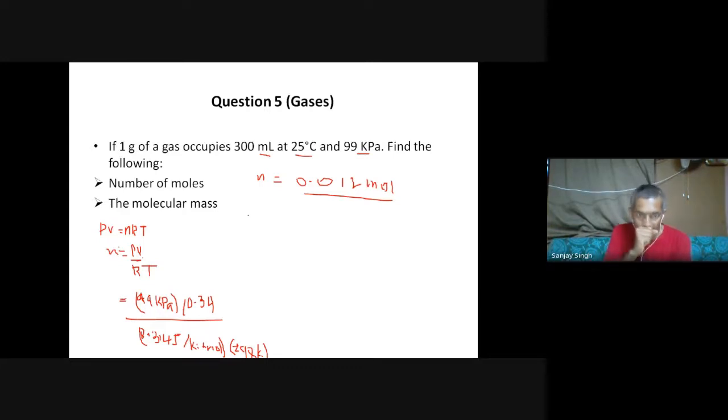I'll give you 2 minutes, let's see. Okay, so to find the molecular mass, you use n equals mass over molar mass. Then you can make your molar mass the subject of your formula. So this equals the mass over the number of moles. So it's very simple, and you can solve from here.